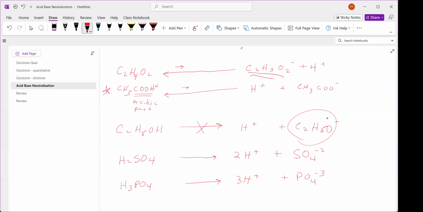What makes it weak is some of them come off. The key word is some, not 100%. So some of them come off, not all of them. Strong acid, all of them come off.